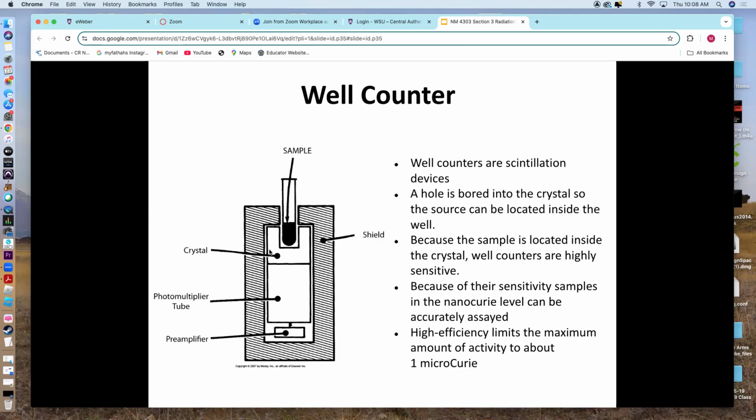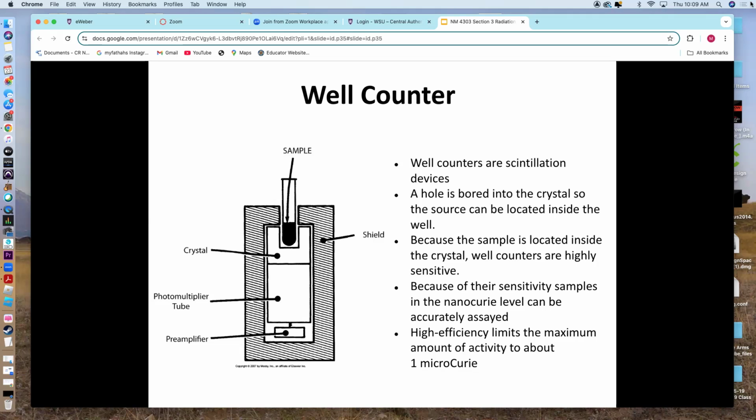So again, remember this. This could be a question I would see: what's the max amount that you can use or accurately measure in a well counter? That would be about a microcurie. Again, remember, super sensitive. This is for looking for really small radiation sources like wipes and things.